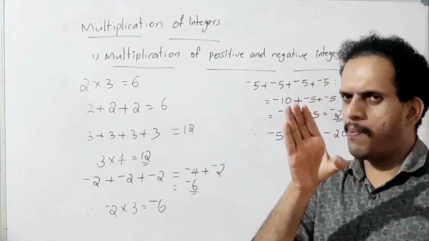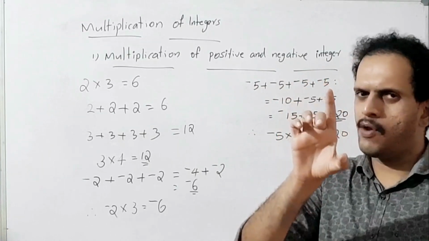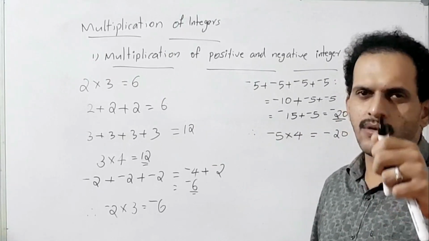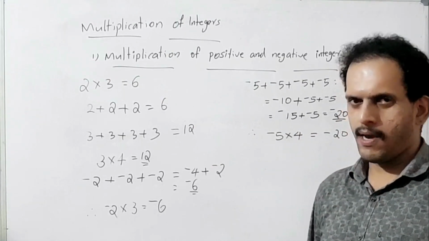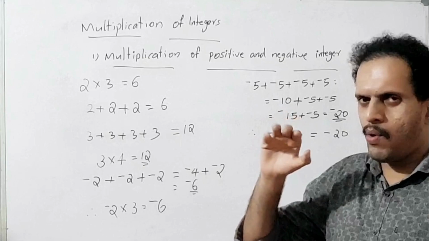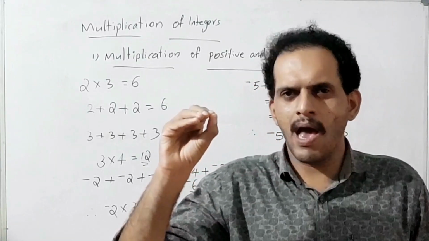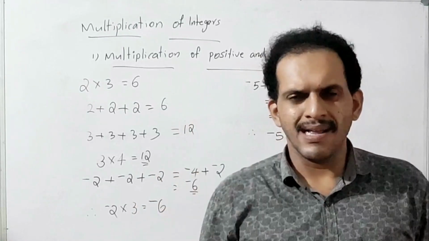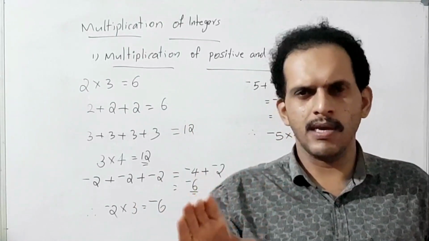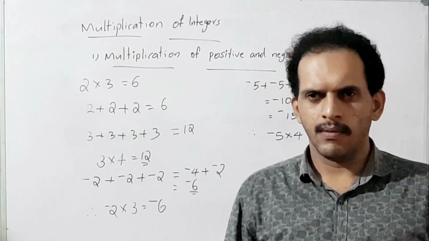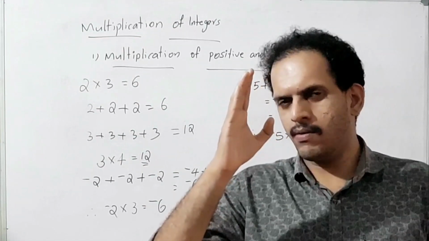If we multiply one negative and one positive, what is the answer? The answer is negative. That is the idea: if we multiply one negative integer and a positive integer, the answer is negative. Don't forget that.